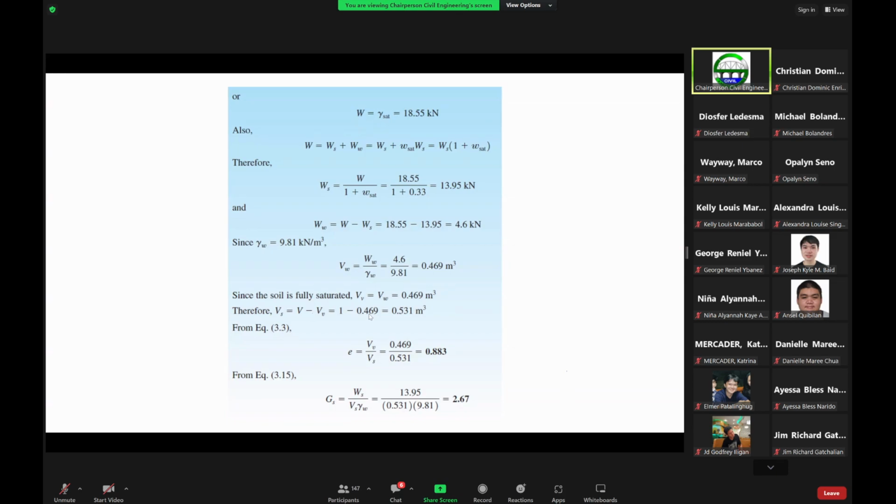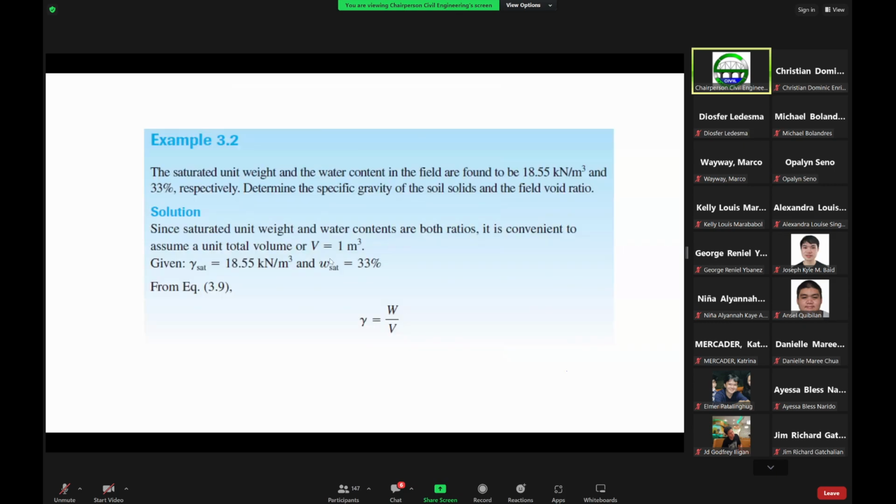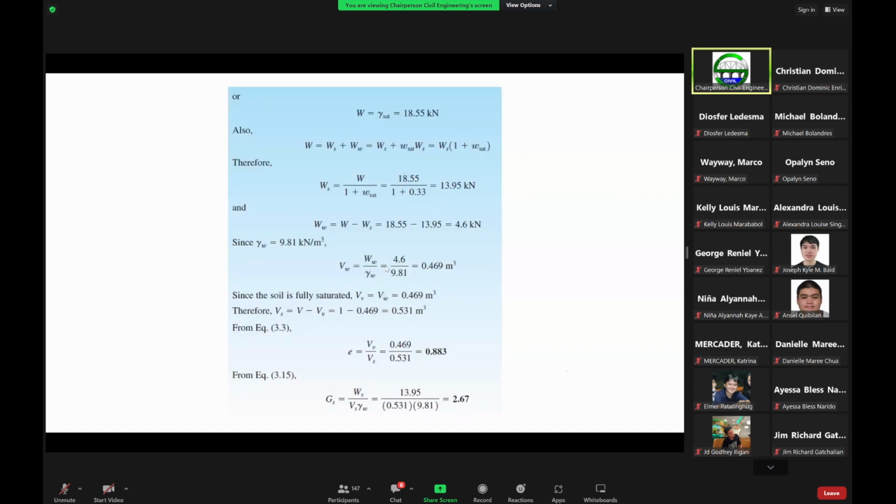But we have presumed earlier that the total volume is equal to 1 cubic meter. Since we don't know the total volume, that is 1 minus the volume of voids, which is just equal to the volume of water, which is 0.469. So that means the volume of the soil solids is equal to 0.531 cubic meters.